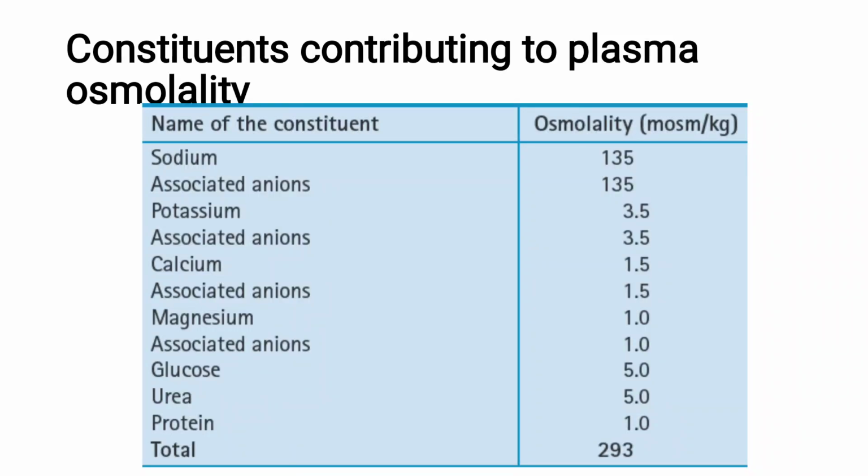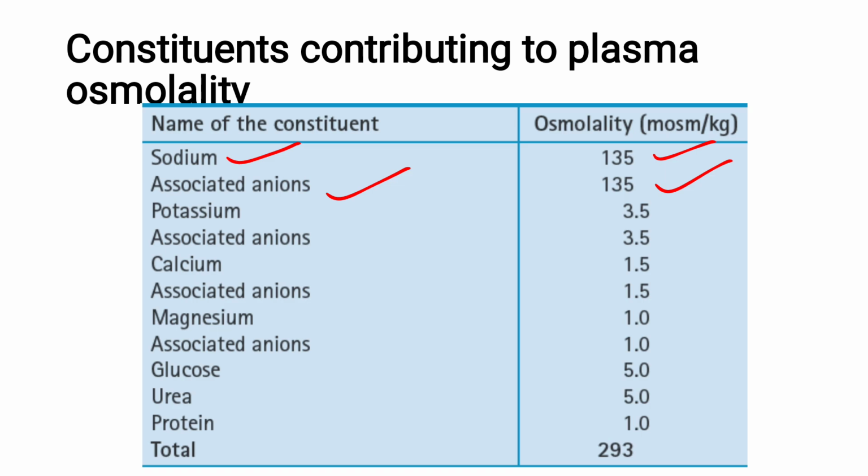This picture shows the different constituents of plasma which contribute to the osmolality. If you see, the major contributor to the osmolality is sodium, which is responsible for 135 milliosmoles per kg of osmolality. The same amount of sodium-associated anions will also be there. That's why we take double the sodium concentration.